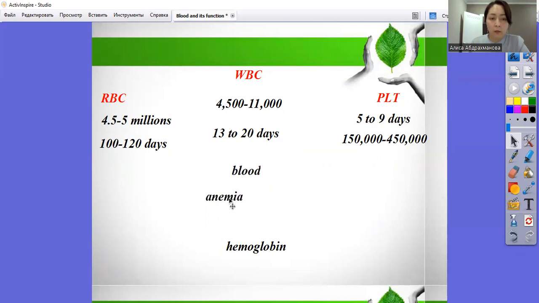Anemia. Anemia is a condition of having too few red blood cells. Hemoglobin is an iron-containing protein that gives blood its color and facilitates transportation of oxygen from lungs to tissues and carbon dioxide from tissues to lungs to be exhaled.